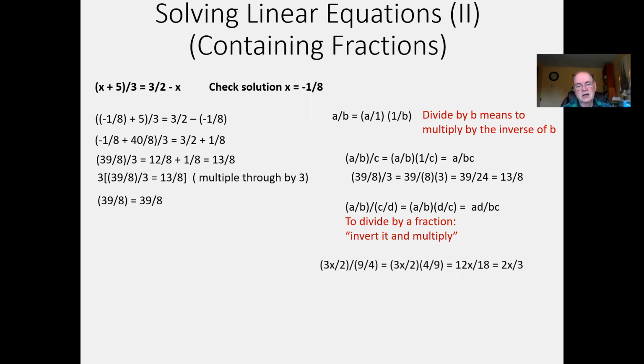Okay. An example: 3x over 2 divided by 9 over 4 is the same as multiplying by 4 over 9. Multiplying across the numerators and the denominators, reducing to lowest terms, we get 2x over 3.